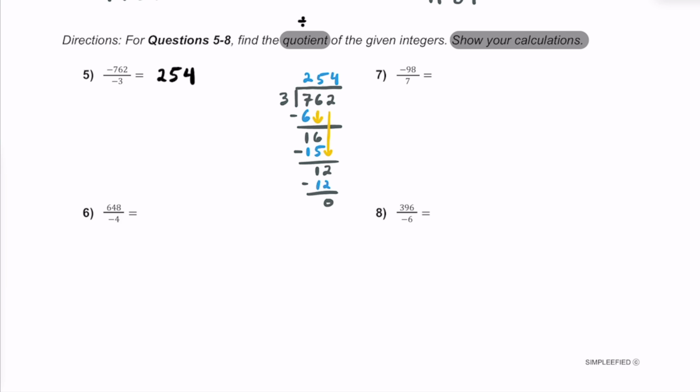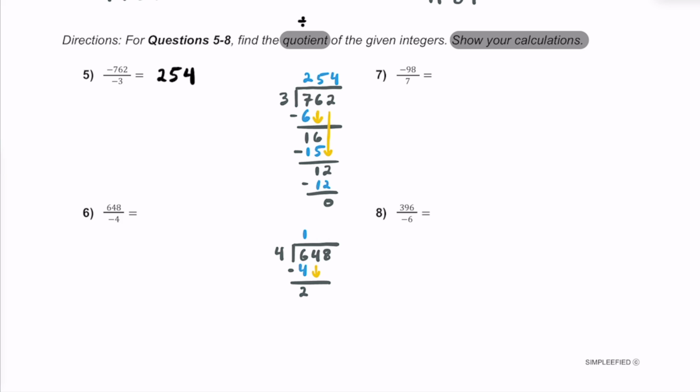For number 6, we have another division problem here. Let's find the quotient. So let's go ahead and set this one up. We're going to take this dividend of 648, take the absolute value, and take the absolute value of negative 4, which is 4, and go ahead and just divide here, right? So 4 into 6 is going to be 1 time. 1 times 4 is 4. If we go ahead and see how far we were off by, make sure this is less than 4. So 6 minus 4 is 2. That's definitely less than 4.